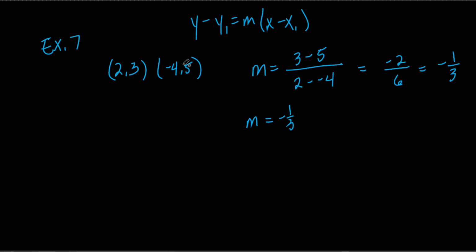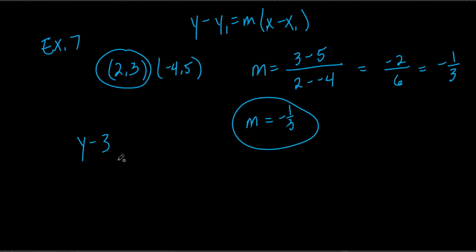This time they give you 2 points. It doesn't matter which one you use for the x and the y. Which one would you rather use? 2, 3 or negative 4, 5? 2, 3, right? Because it's all positive. It's an easier one. That's what I would use. So I would use this and I would use this. It's not my answer. It's not why I'm circling it. Okay, I want to put it in this formula. So it's y minus y1. What's my y1? It's 3 if I choose this point. Okay, equals m, which is negative 1/3, and then x minus the x1, which is 2.